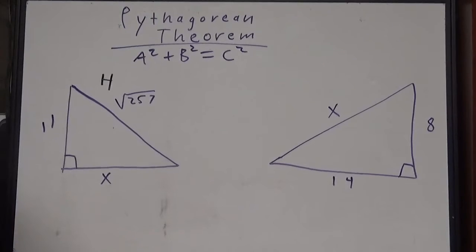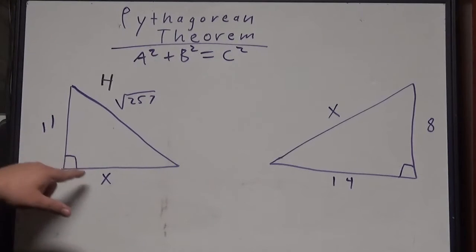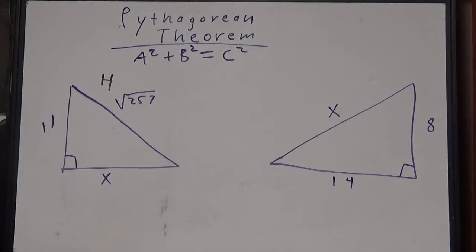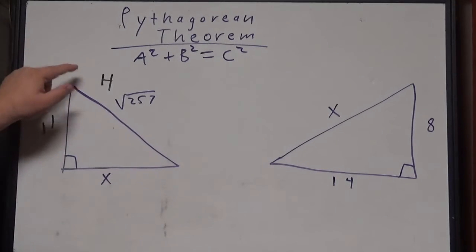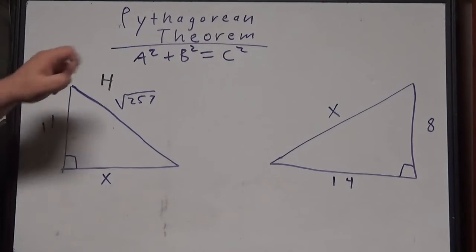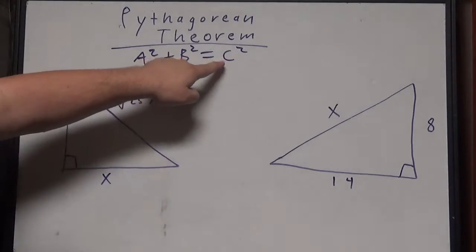Later on, when we're doing other things in geometry, you'll have to label each of these sides. But with the Pythagorean Theorem, you don't need to. Just label the hypotenuse. I'm just going to put an H on the hypotenuse. What I'm then going to do is set up an equation. My equation looks like this: a squared plus b squared equals c squared.